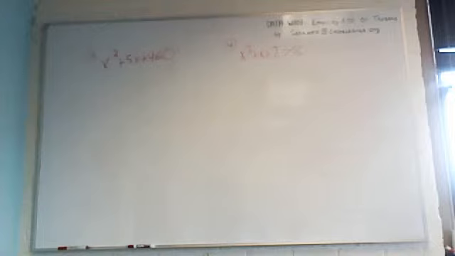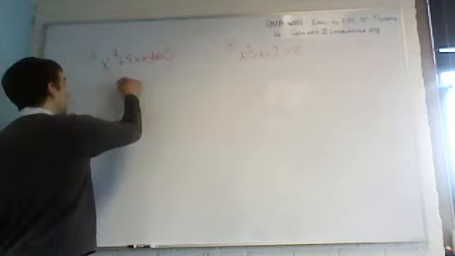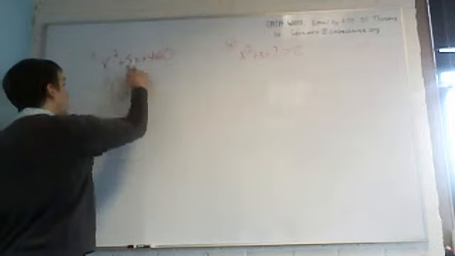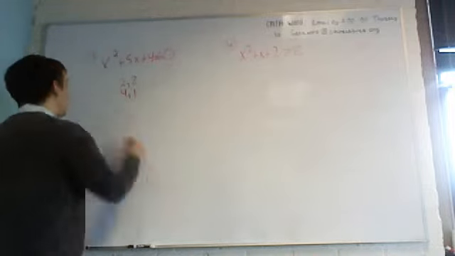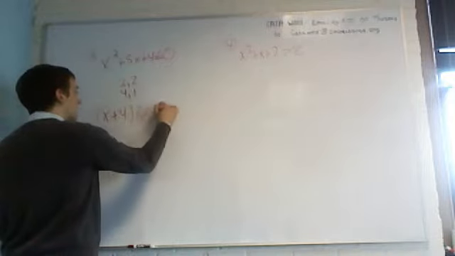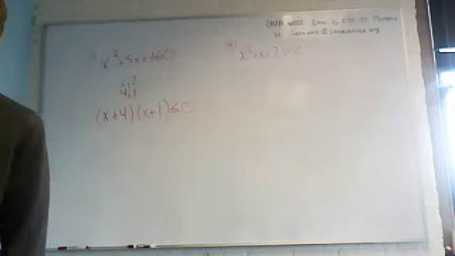Factoring. Yay. What two numbers multiply to be 4? 2 and 2. What other numbers multiply to be 4? Which one of these numbers add to be 5? The one I said. 4. x plus 4 times x plus 1 is less than or equal to 0. Does that make sense how we can factor that?